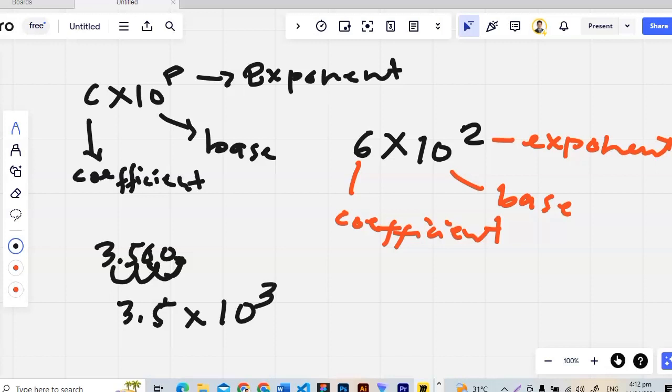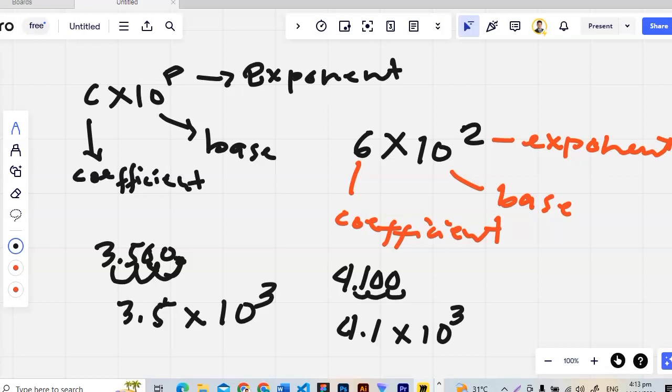Okay, let's have another one. 4,100. Okay, change this to scientific notation. So what we need to do is move the decimal point to the left. 1, 2, 3, and then the result is 4.1 times 10 to the power of 3. Okay, so this is positive 3.